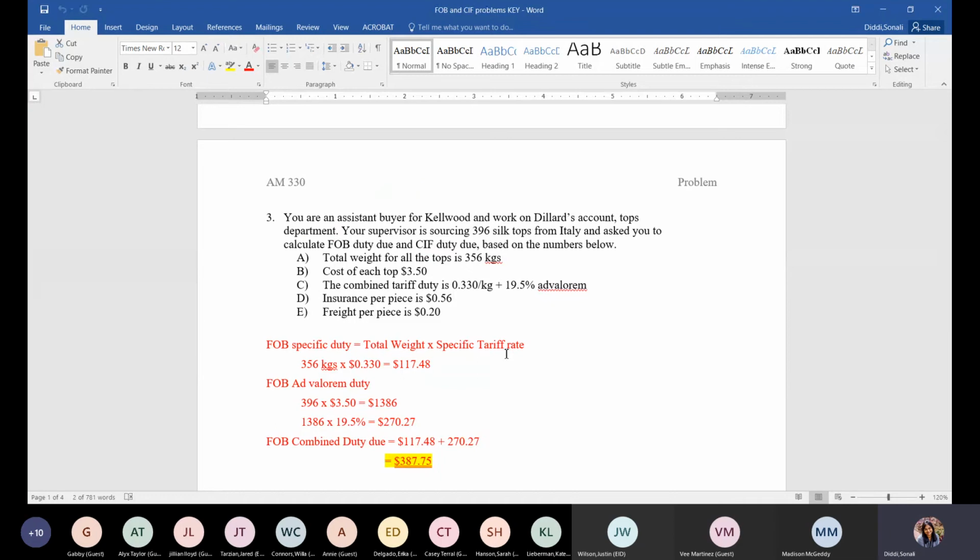I'm not asking you FOB duty due. If I would have asked you FOB duty due per unit, then you take the total number and divide it by whatever, 396 in this case. Or as for Justin's question, if I would have asked you what's the FOB price, then you take the total cost plus the duty and tell me the FOB price. So there are different ways of how you can still go deeper, but for right now and for this chapter, you all need to know how to calculate ad valorem duty and specific duty. Perfect. Thank you.